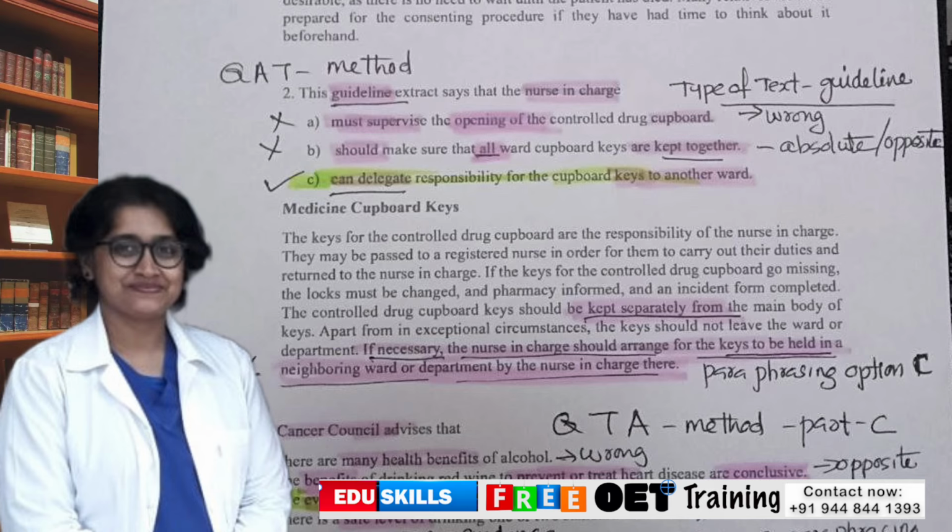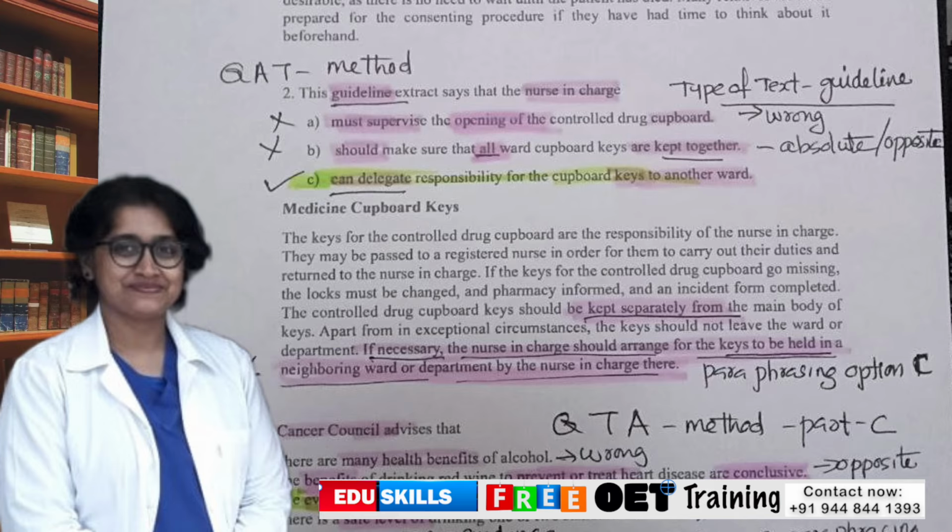This shows that option A is wrong, because option A says must supervise the opening. So it is not necessary for the nurse in charge to supervise the opening of the control cupboard. It can be delegated to another nurse. So option A is wrong.